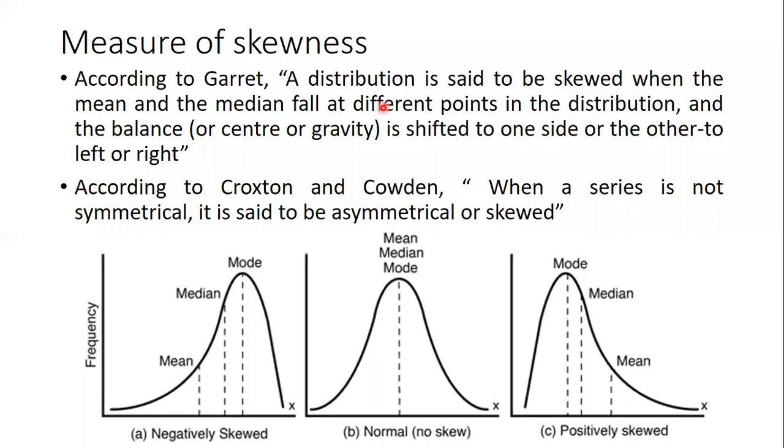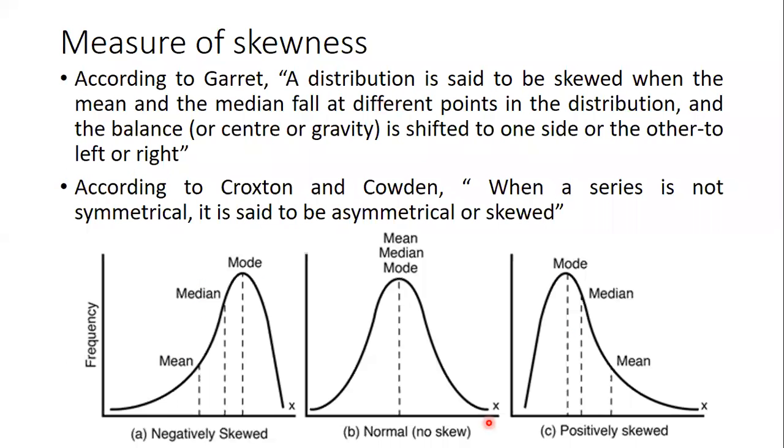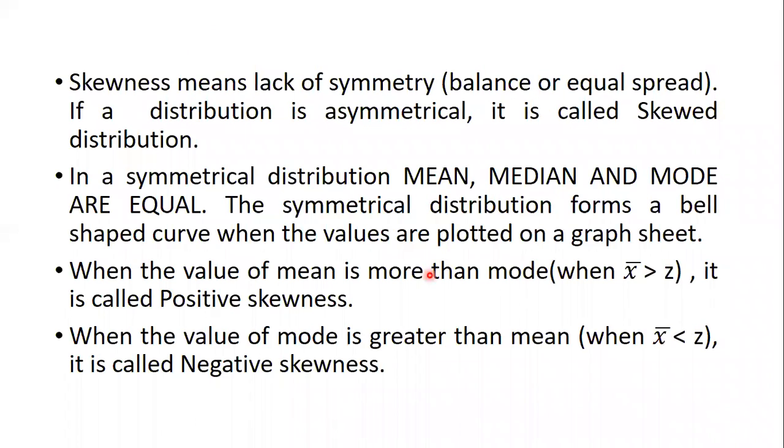Okay, so let us go on to the next slide. Next, skewness means lack of symmetry, balance, or equal spread. This diagram, whatever figure we had here, we have the explanation. Skewness means lack of symmetry, balance, or equal spread.